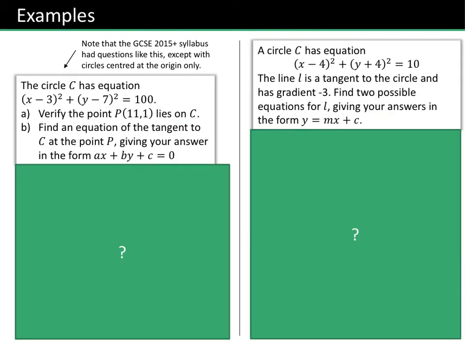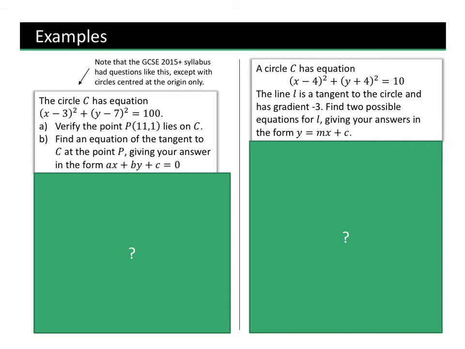So here we go. We have 2 examples, okay, and in the UK GCSE, they actually have questions like this, very similar, apart from the centre of the circle is always 0, 0. It's always the origin. So let's go through these examples then. The circle C has equation x minus 3 squared plus y minus 7 squared equals 100, okay? So it says verify the point P 11,1 lies on C.